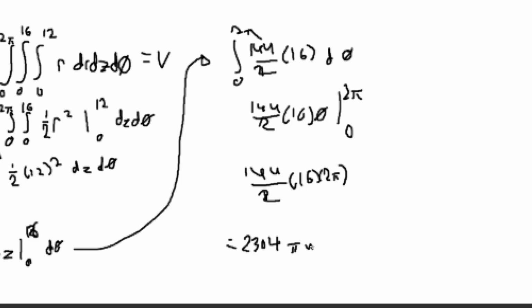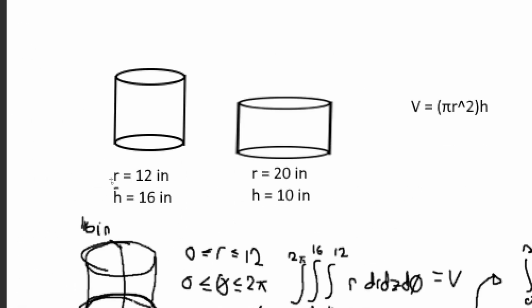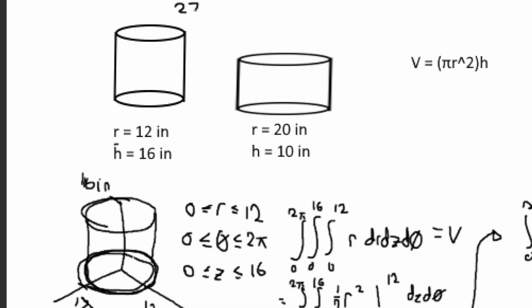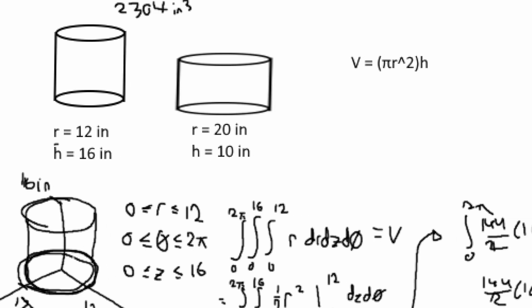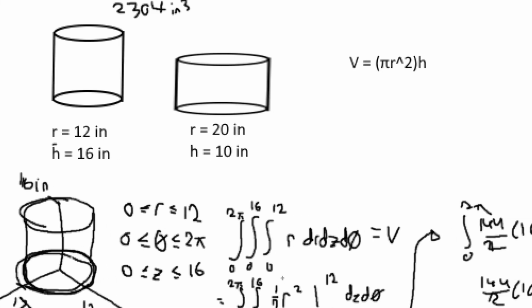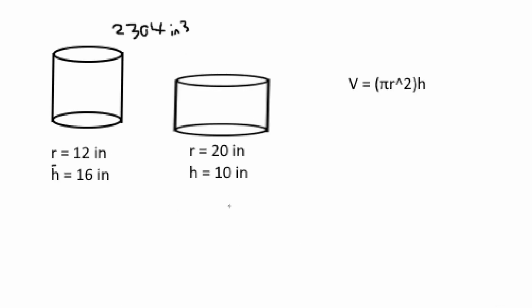So this is the volume. Oh, sorry, we should specify cubic inches. This is the volume of the first bucket. So let's just write that over here. 2304 pi cubic inches. And now we just do the same thing with the second bucket. And let's just do that really quick.